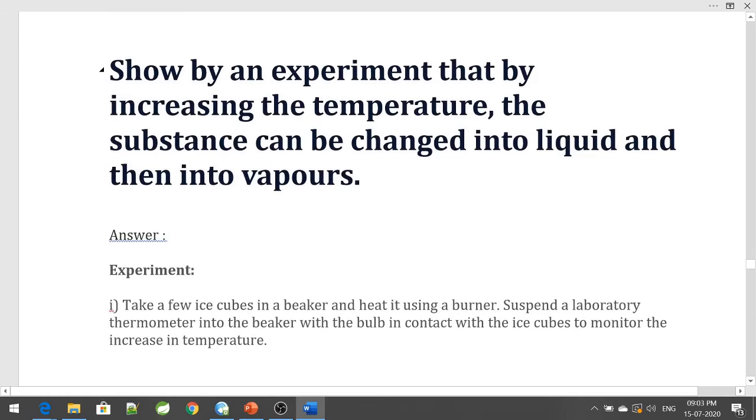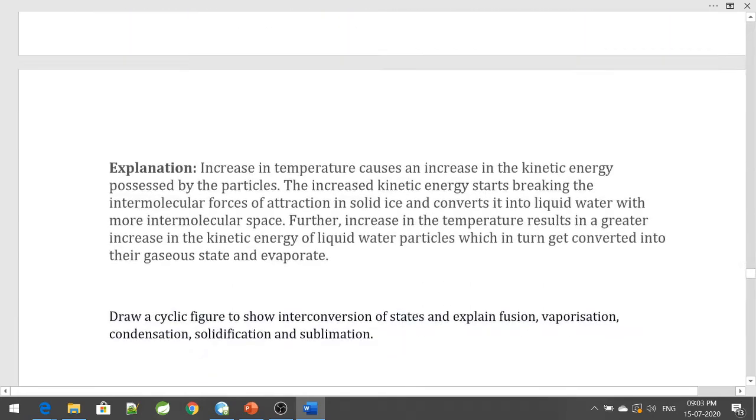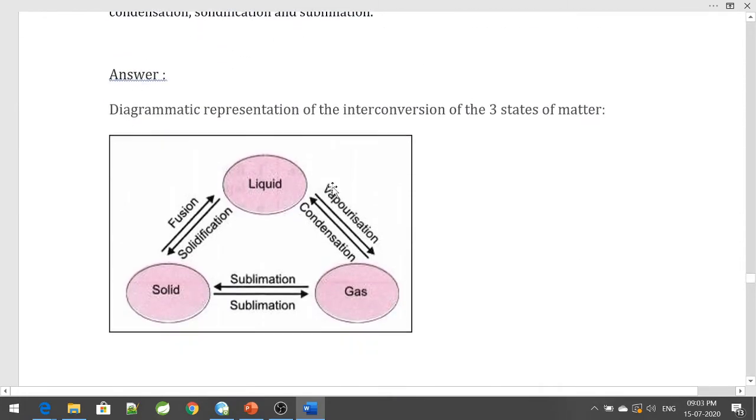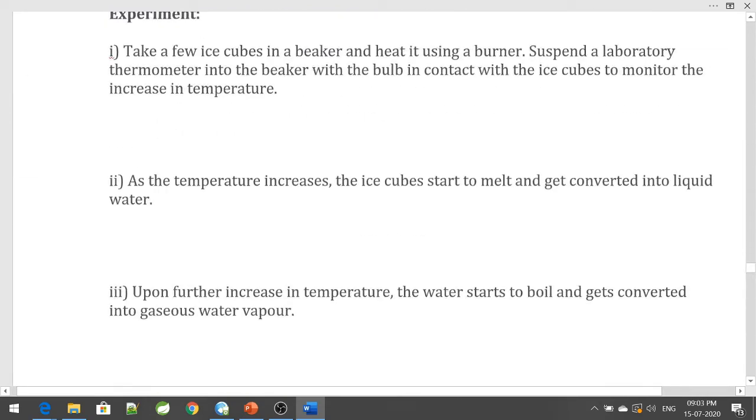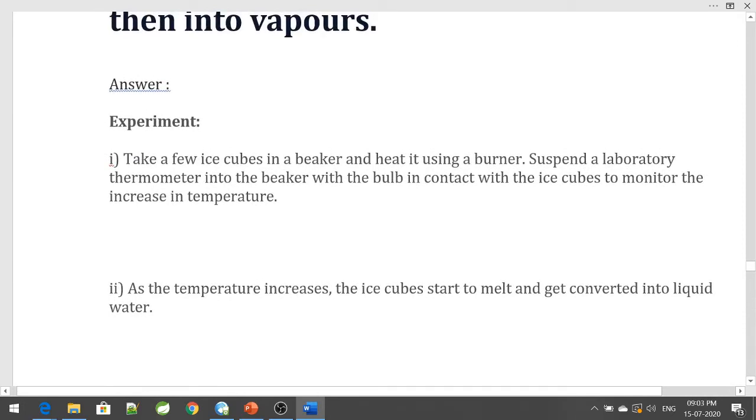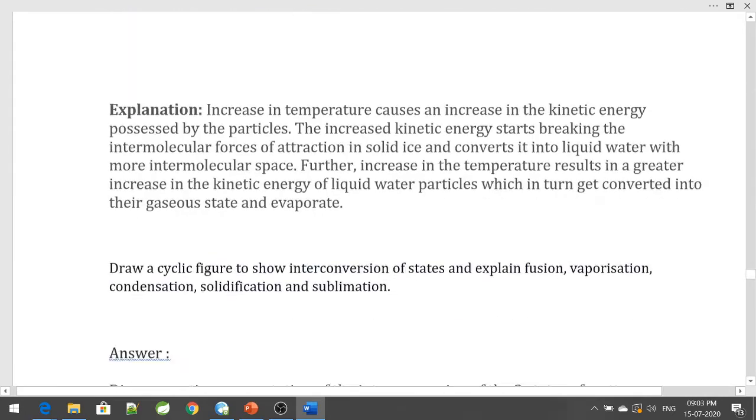Show by an experiment that by increasing the temperature, substances can be changed into liquid and then into vapors. Experiment. Here is the diagrammatic representation. Take a few ice cubes in a beaker. In this way, I will tell you like this only.